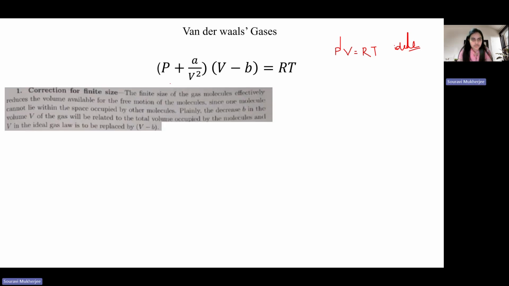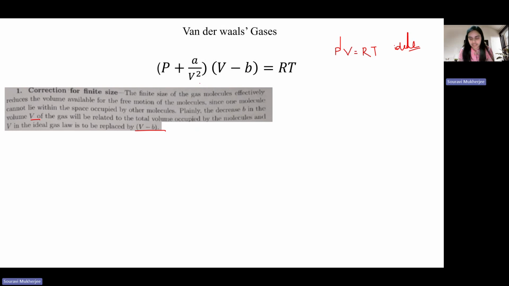So the first point is the correction for finite size. All the molecules or particles that are there do have some finite size. That means the effective volume for the particles to diffuse or move about is not the total volume V, but V minus the volume occupied by all these gas molecules. So the total volume V, the net volume of the gas, now gets replaced by V minus b, where b is the volume occupied by the molecules.